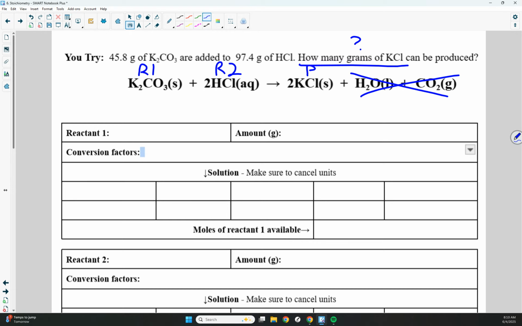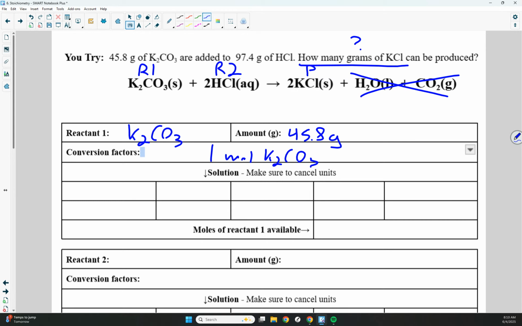So I'll move a little faster on this now. So reactant 1 is K2CO3, and we've got 45.8 grams. I get that, of course, from the question itself. My conversion factor is going to be the molecular mass of K2CO3.